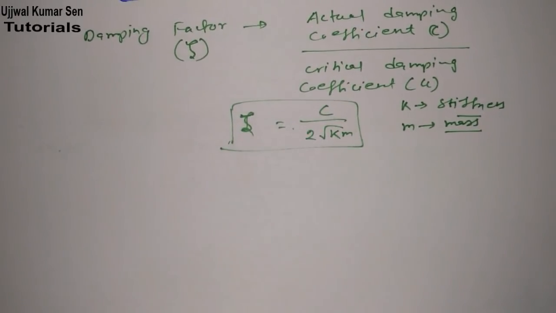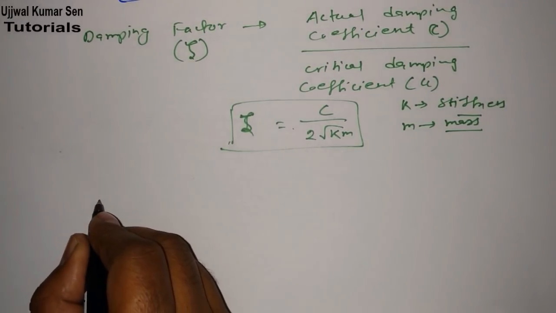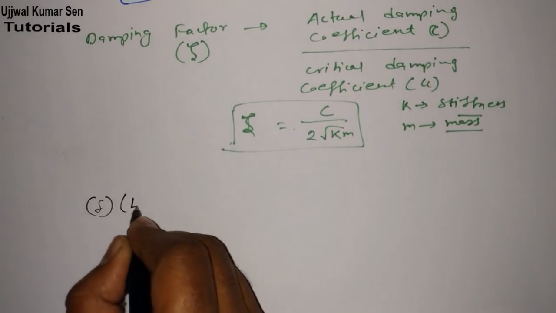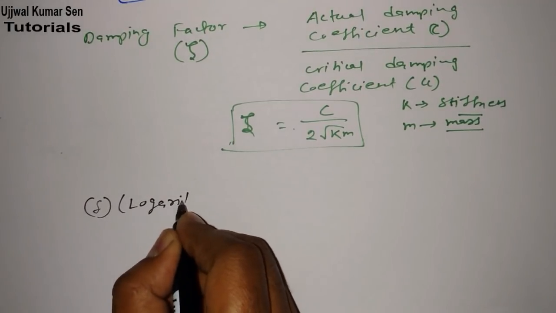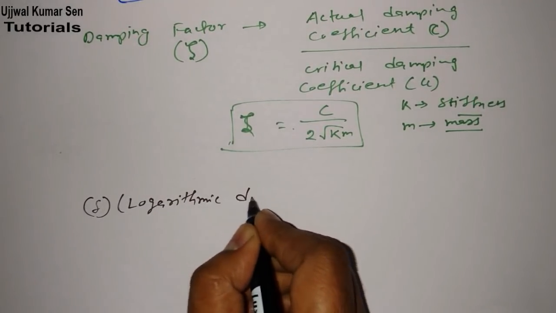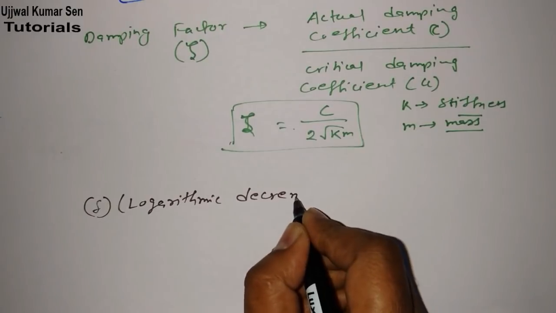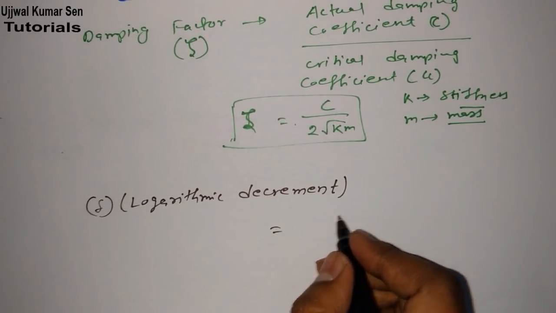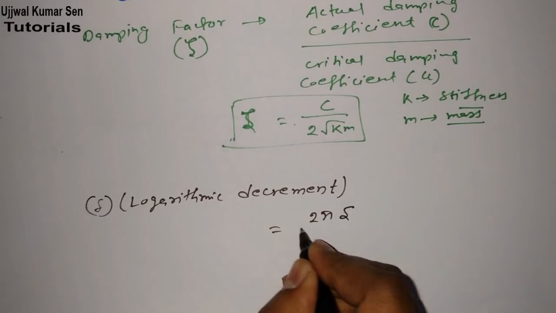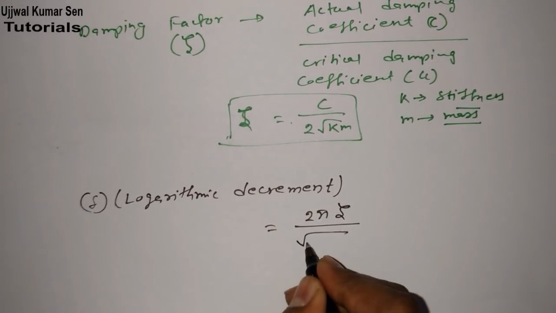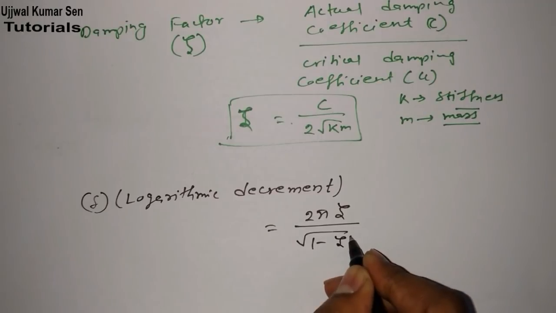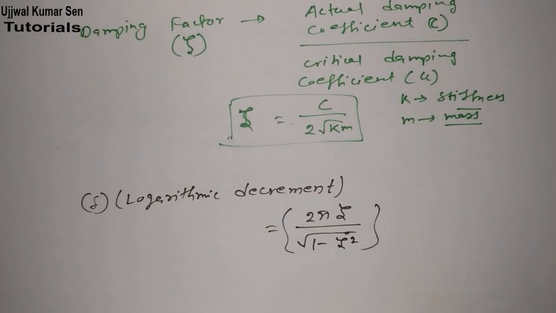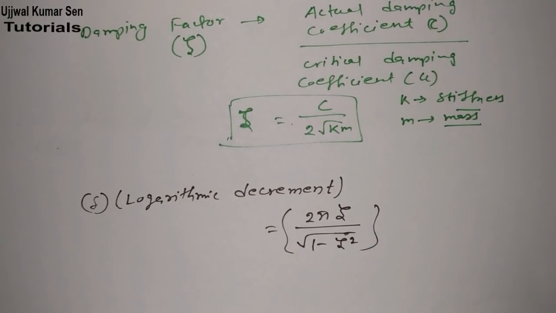Now come to the logarithmic decrement. It is denoted by delta. This is known as logarithmic decrement. Logarithmic decrement is equal to 2 pi zeta by root under 1 minus zeta square. This zeta is known as damping factor.